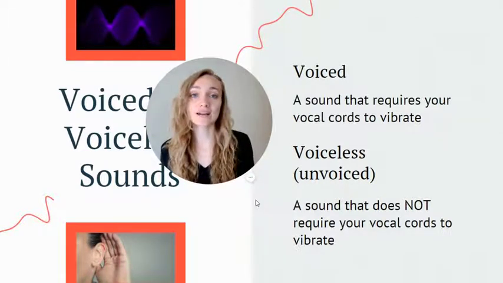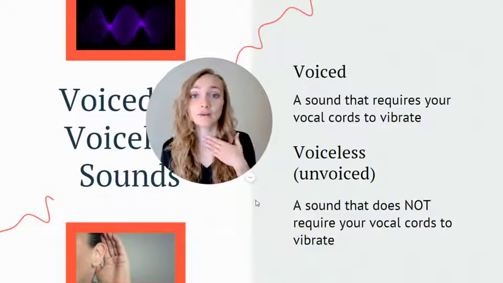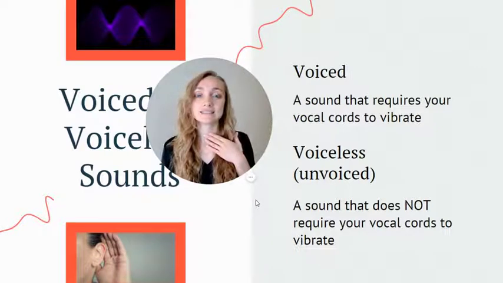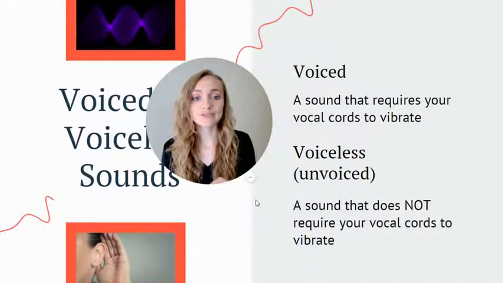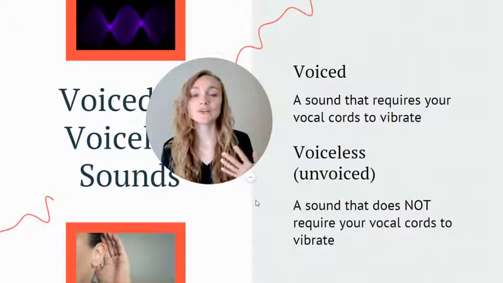So a voiced sound, an example of that would be the B, the B. Or another sound would be a Z, right? Zzz, like the buzzing of a bee. Zzz, zzz. We have vibration. But then there are sounds that have no vibration, where we don't need our vocal cords to vibrate. An example of this would be the S sound.